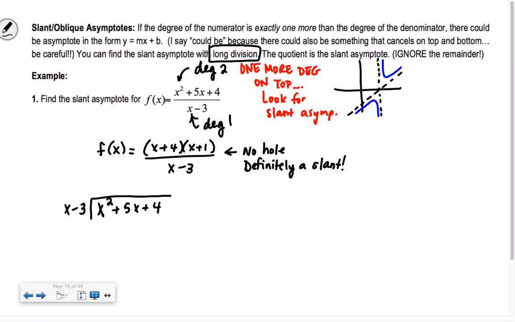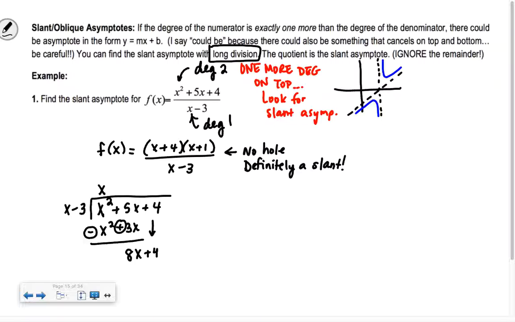So I say, what do I multiply x by in order to get x squared? X, right? So I put an x on top. I take that x and I multiply by both things. So x times x gives me x squared. X times negative 3 gives me negative 3x. Do you guys remember what I always say? Draw the line. Change the signs. You're going to say that every time you do long division in the future. Draw the line, change the signs. Add straight down, so I get 8x, and I drop that plus 4.